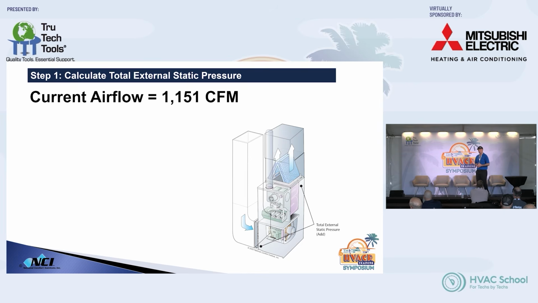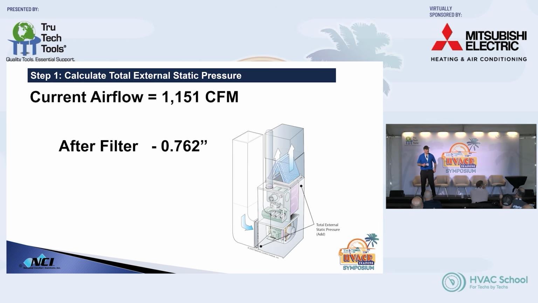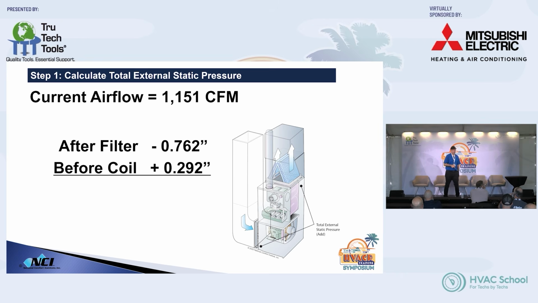So still, once again, we have our 1151 CFM. That's our measured or plotted fan airflow, and our after filter is minus 0.762. Our before coil is plus 0.292. Get rid of our signs and add them together, and that's our total external static pressure. Is that a very common static pressure that you guys see? Yeah. What do you guys notice? Like, what's average for static pressure?